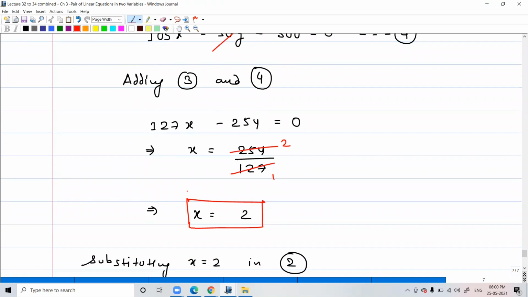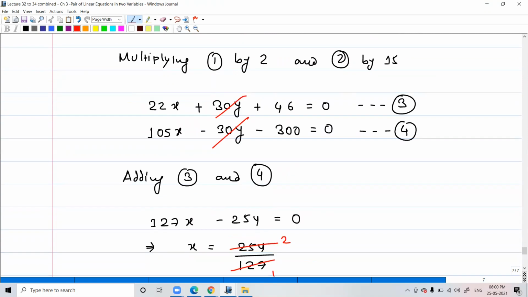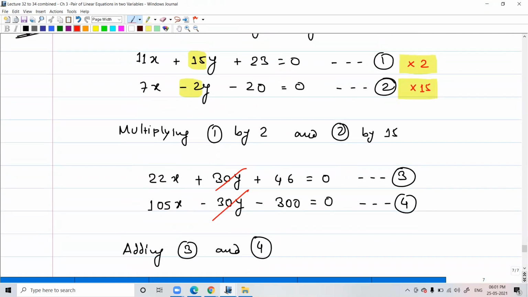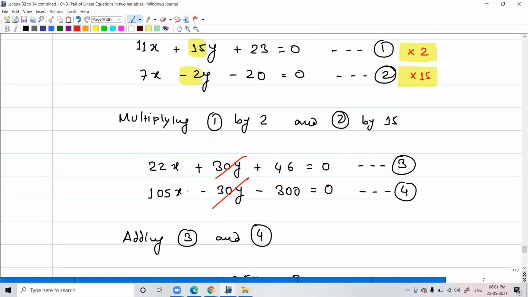Completed. I wrote in a different method, sir. Okay. What did you do? Sir, by multiplying first equation with 7 and second equation with minus 11, sir. Okay. Anyway, you should get the same answer. Doesn't matter. Like I said, you can eliminate any variable. Yes, sir. I got same answer, sir.